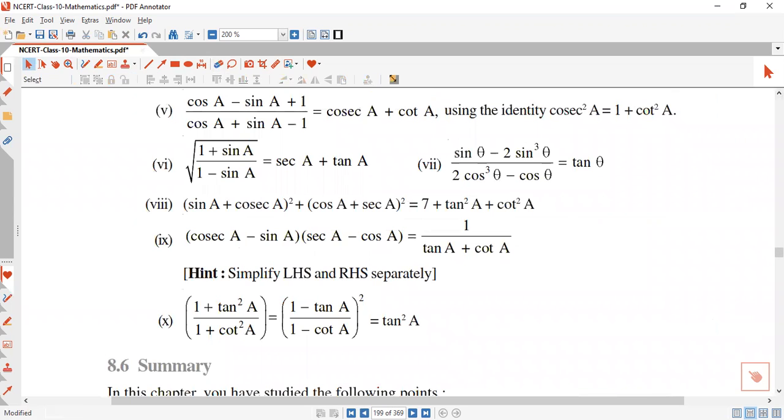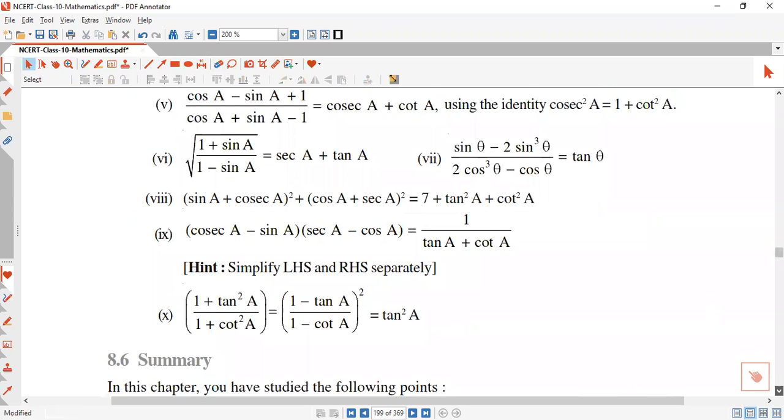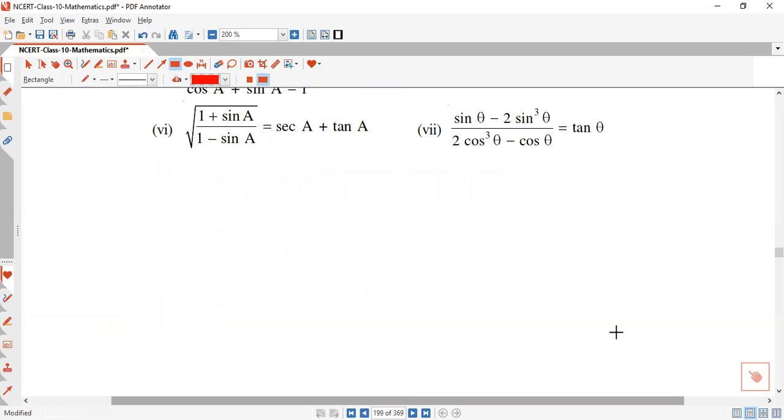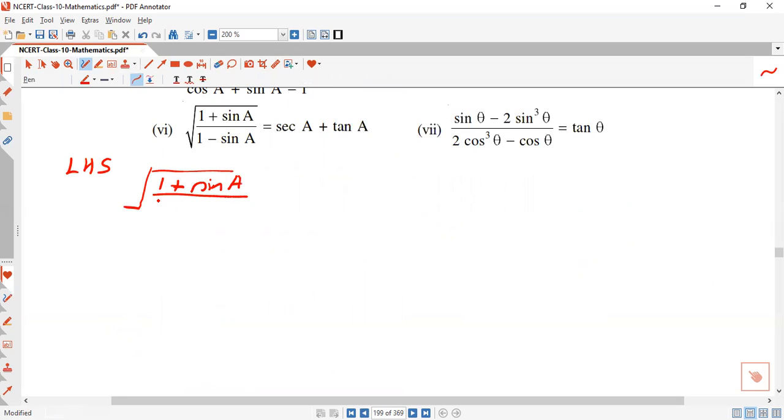Now you see question number 6. Under root of 1 plus sin A upon 1 minus sin A equals sec A plus tan A. We want to prove this one. Starting from the left hand side, we have under root of 1 plus sin A upon 1 minus sin A.